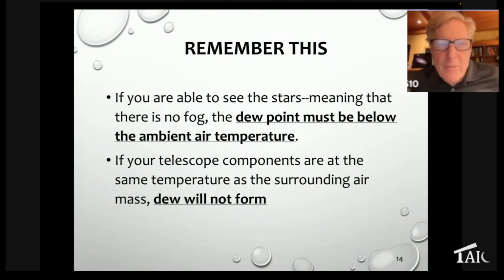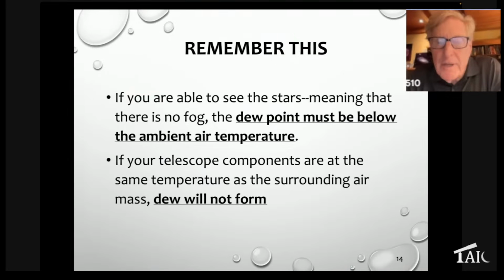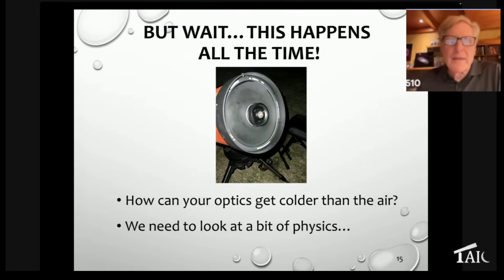But the important thing to remember is if you're able to see the stars, and that means there's no fog, the dew point has to be below the air temperature, in general. And if your telescope components are at the same temperature as the surrounding air, you won't get any dew on them. So just remember that. If you can see the stars and you keep everything at the air temperature, you're pretty safe against having dew form. But of course, this happens all the time.